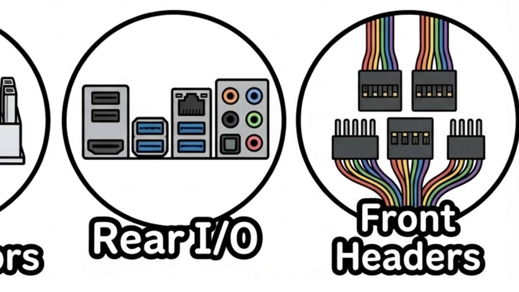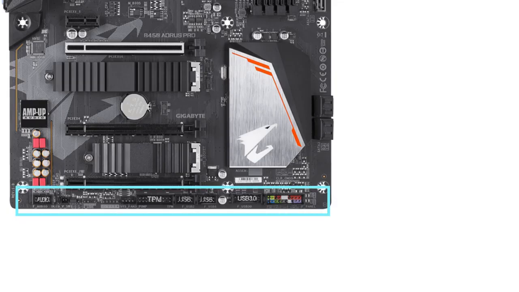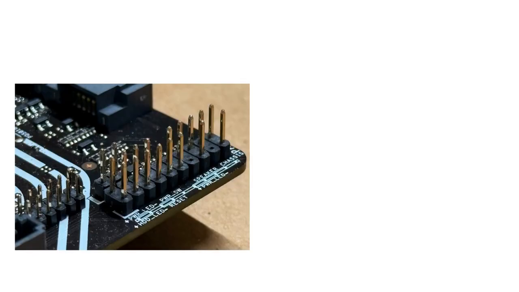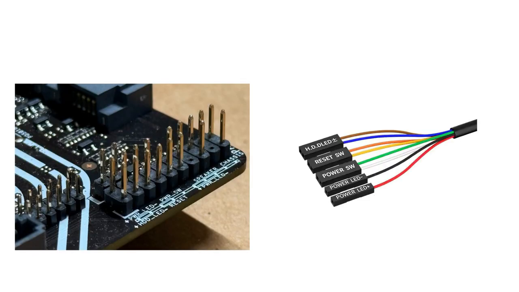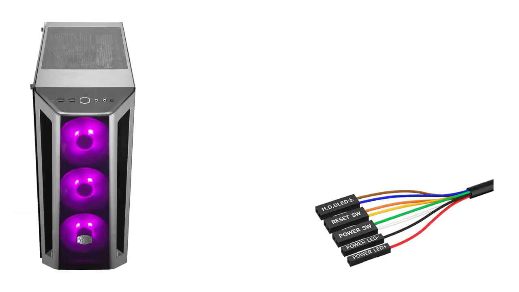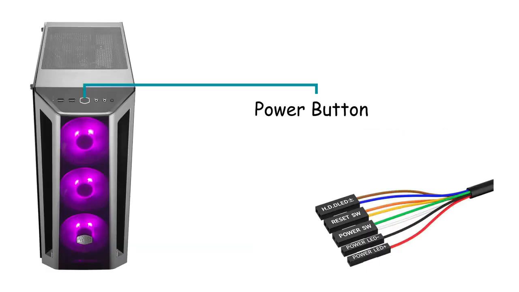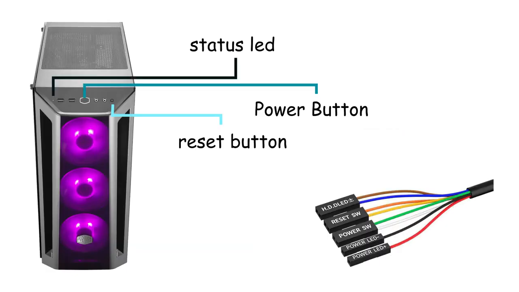Front panel connectors. Along the bottom edge of the motherboard, you will usually find a group of small pins called the front panel header. These pins connect the buttons and indicator lights from your computer case to the motherboard. Through this header, the power button turns the system on, the reset button restarts it, and the small LEDs on the case can show things like power status or drive activity.